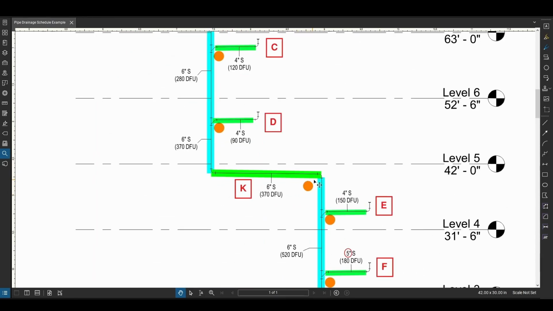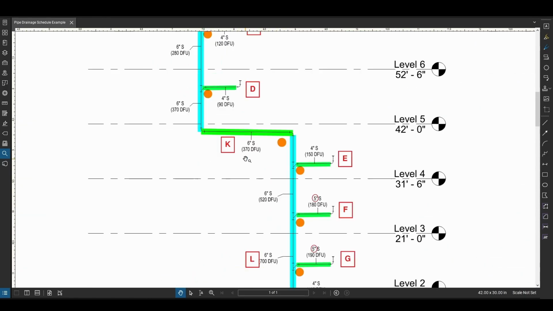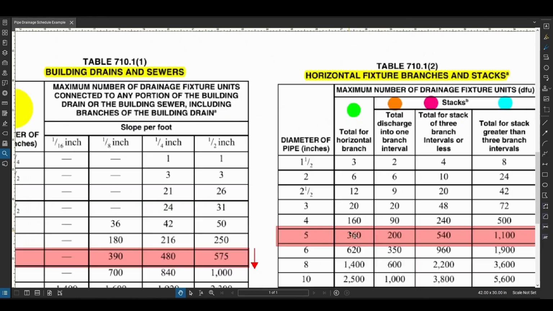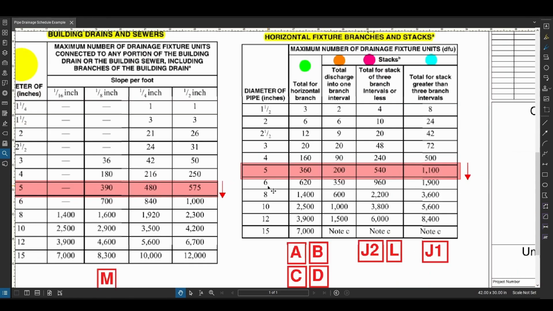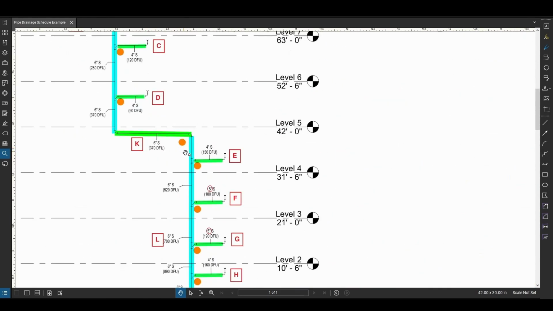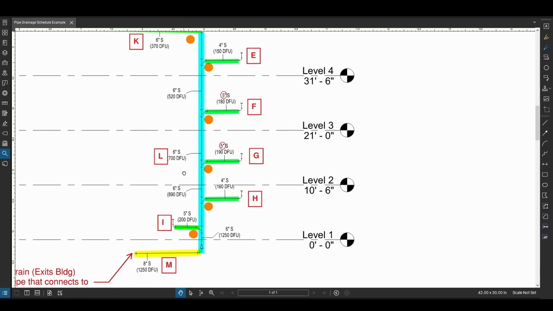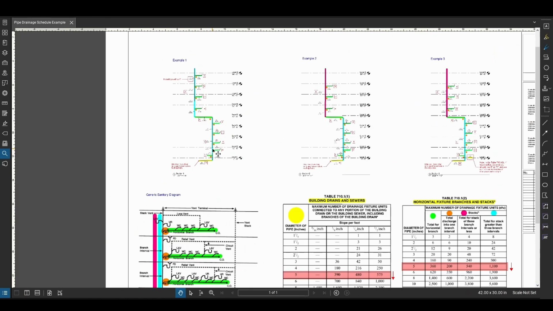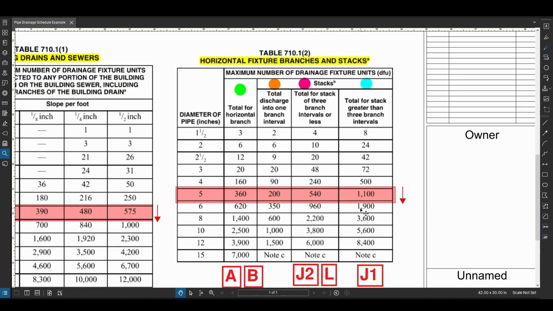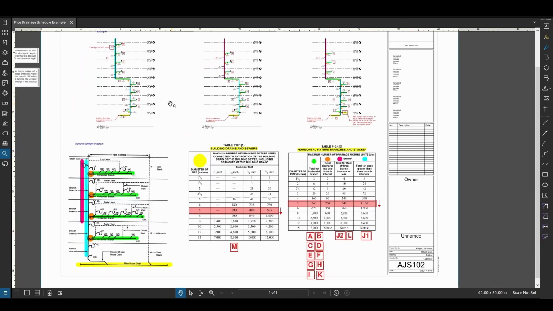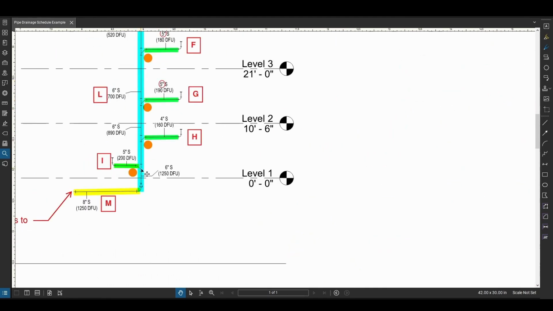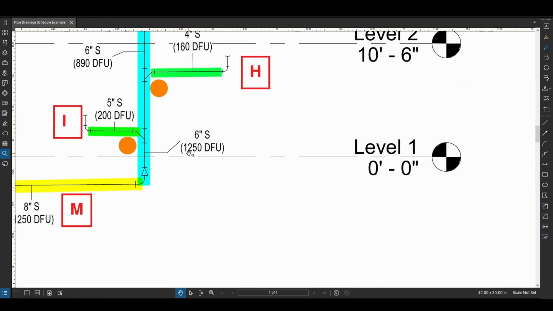Now we go, this piece has to be considered a horizontal branch. So the horizontal branch at 370 drain fixture units is still okay with a 6-inch, so we can keep going. 6-inch, 6-inch, 520, 700, 890. So we said that we are okay all the way up to 1900. So we can keep going all the way down until we have 1250.